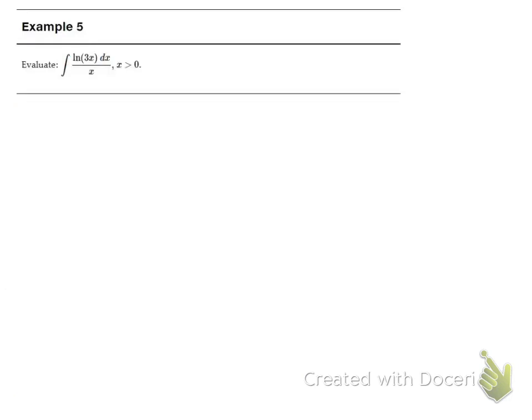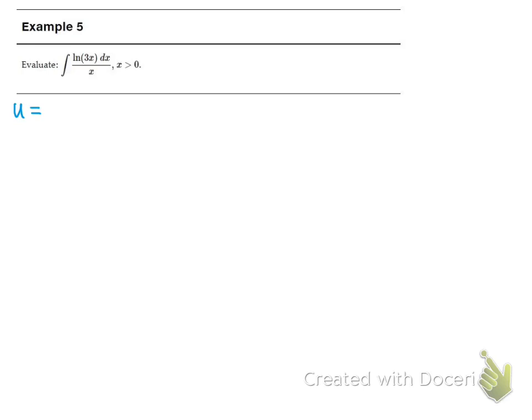Now let's look at this example. So we have ln of 3x over x. We want to find the integral of that. Now we need to decide what we want u to equal. So that's the first thing. Make your choice of u. Sometimes it's easier than other times to make that choice.